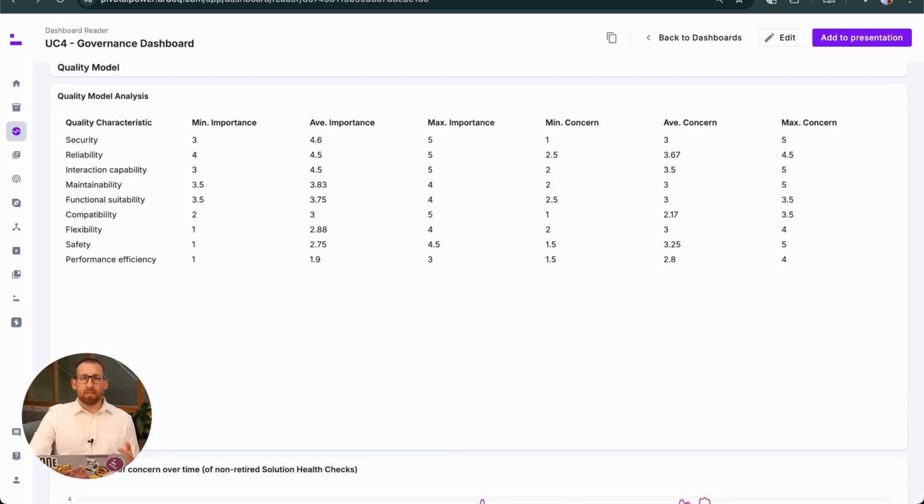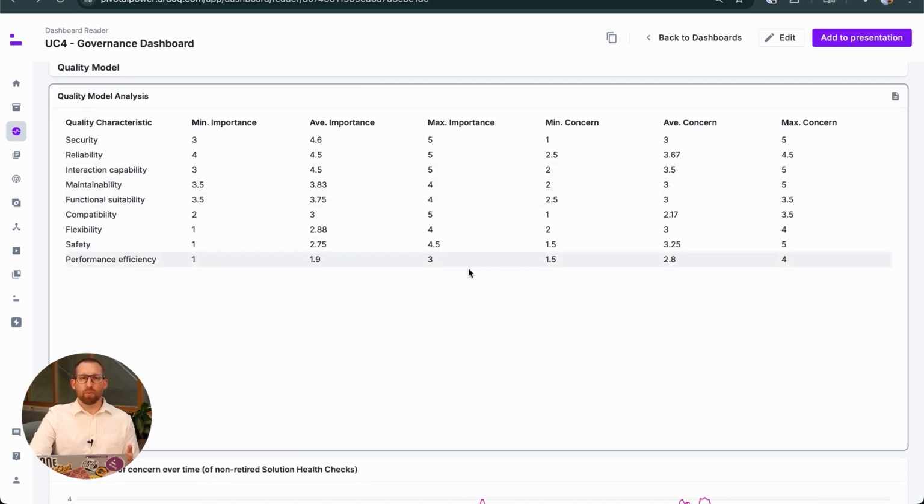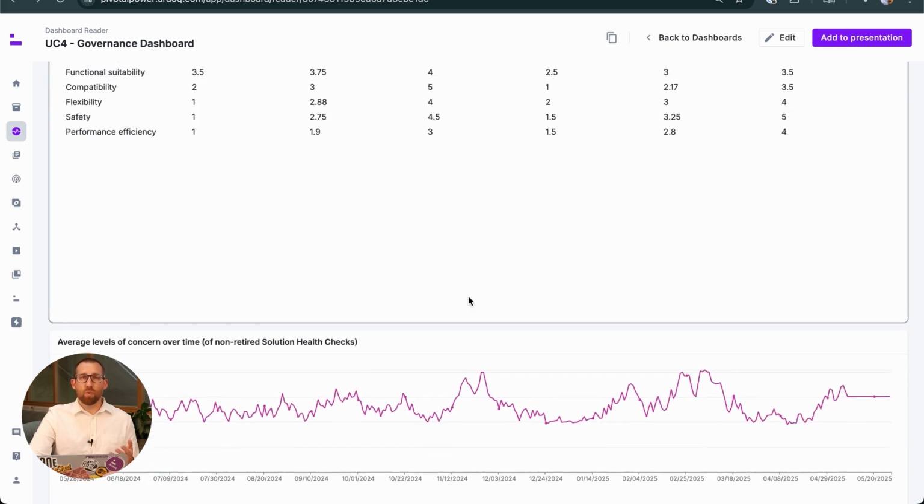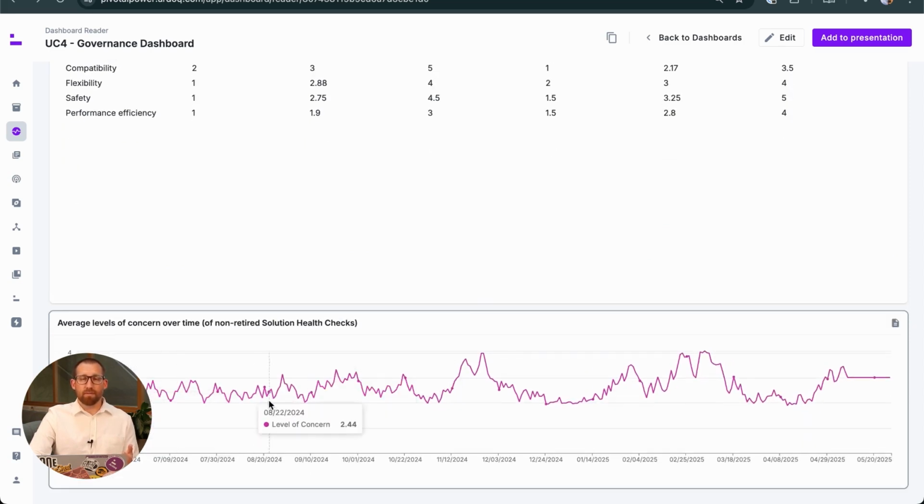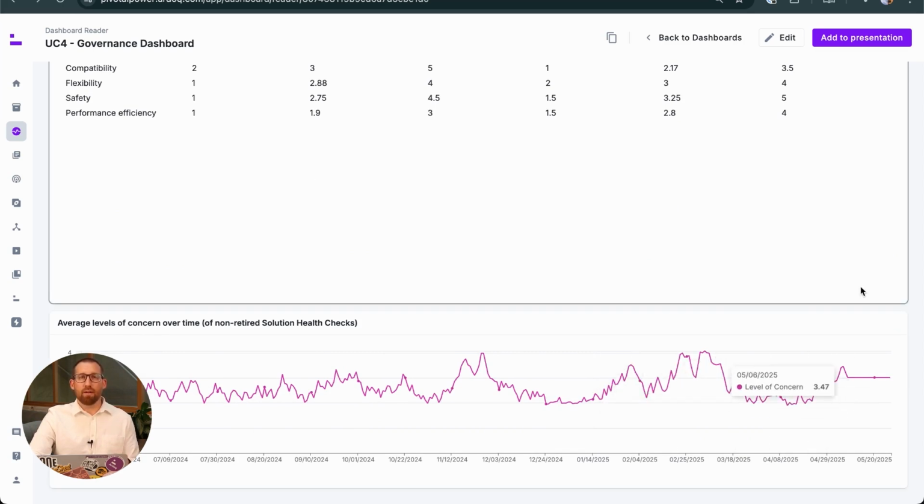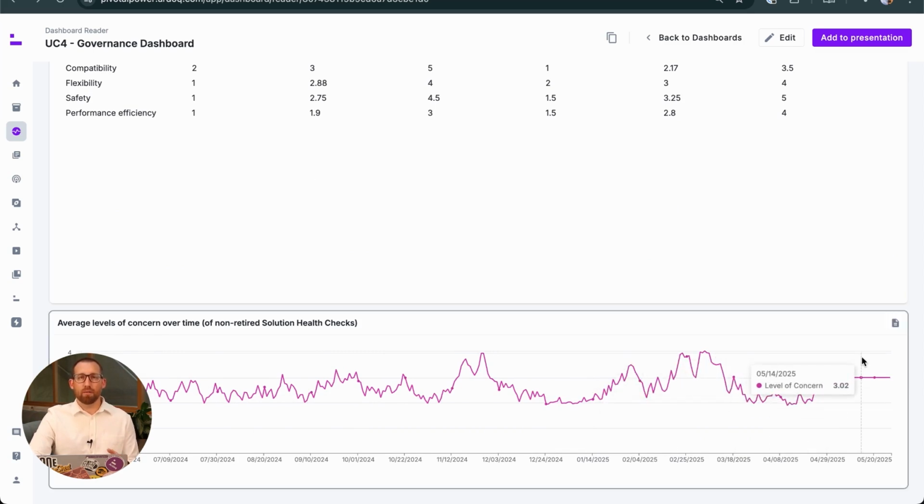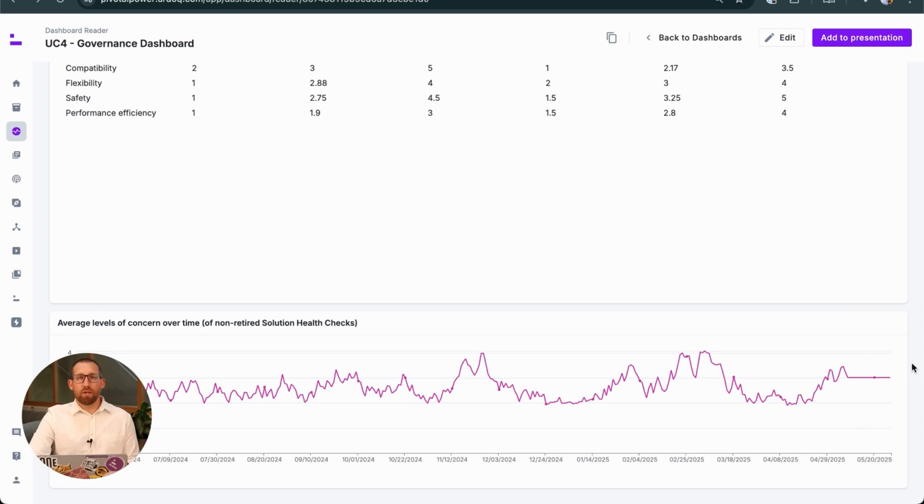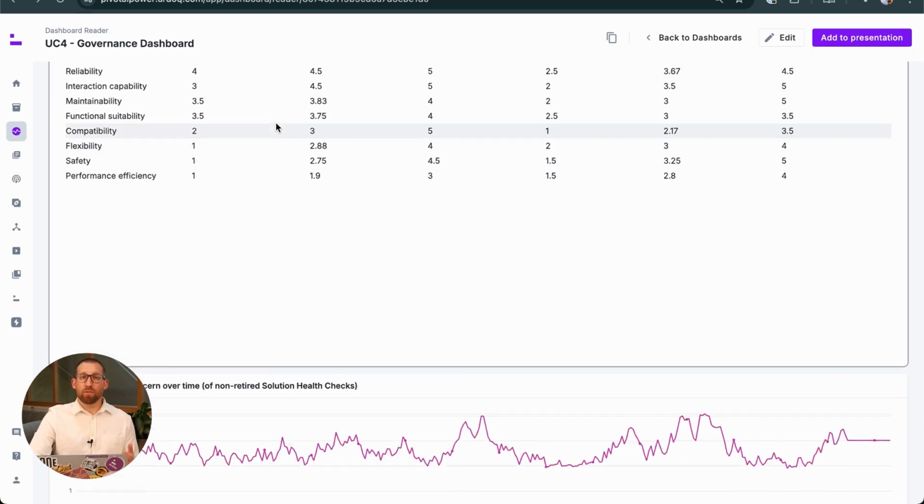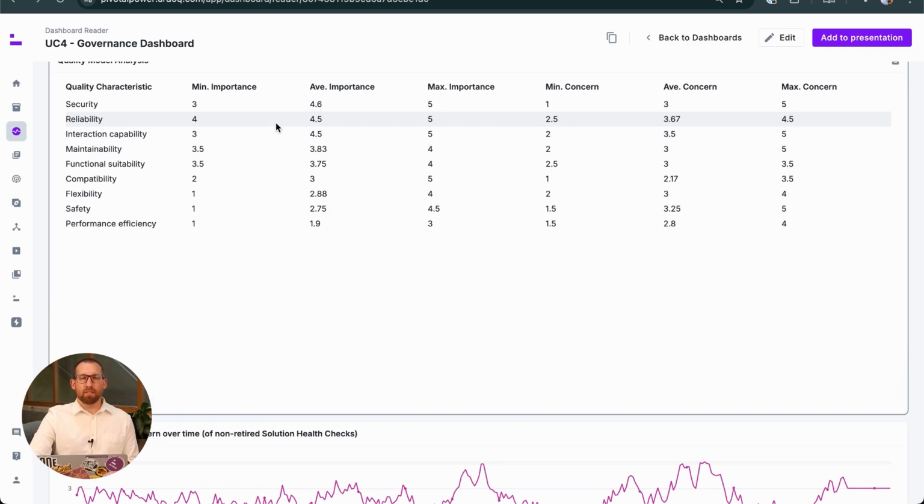We can see characteristics that are most important and which are persistent causes of concern for reviewers. In addition to giving us great insight into the effectiveness of our governance efforts, tracking the average level of concern over time should tell us whether our efforts to spread architectural thinking are paying off. If they are, we should see a gradual reduction in the overall levels of concern expressed during these health checks as architectural thinking and practices take hold. And that concludes our short tour of Ardoq's EA governance capabilities.